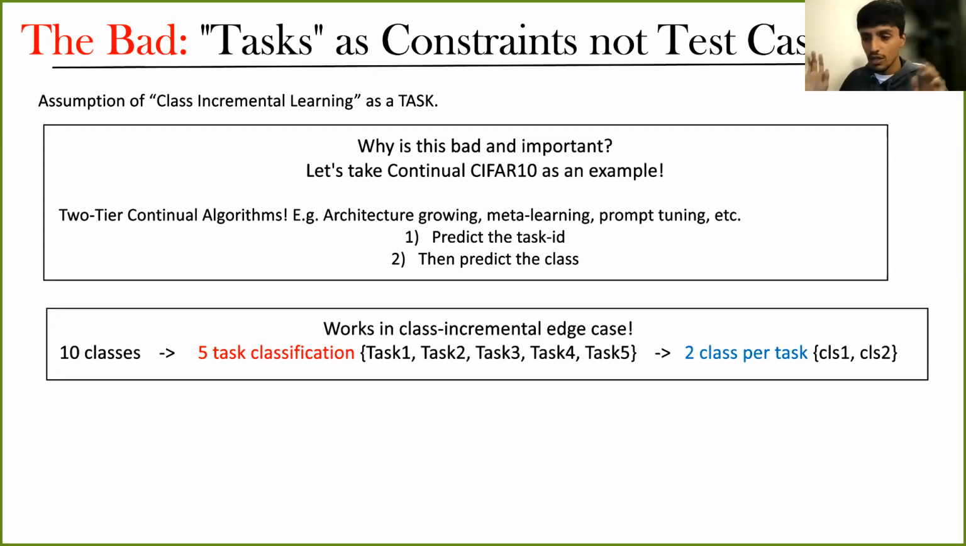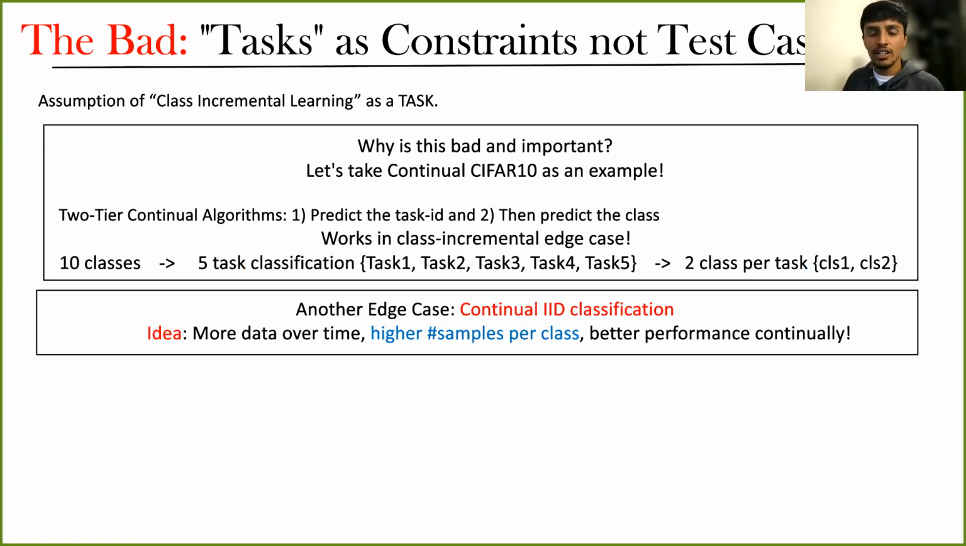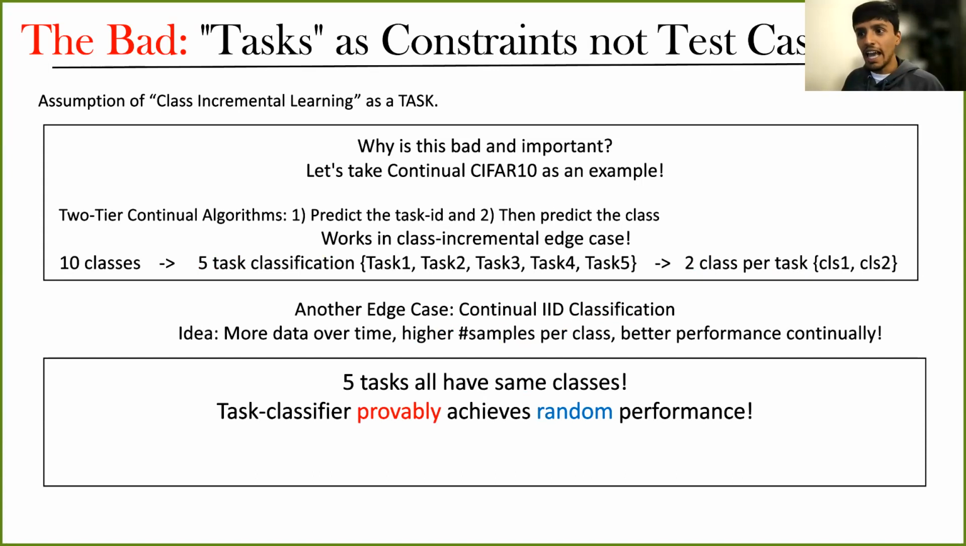That's why it's just bad, not ugly. But what happens if I have continual IID classification? The idea here is that you have more data over time. And with more data, you probably have more samples per class, and you can perform much better if you continually update your network. Here, they have a lot of issues. In any two-tier continual learning algorithm, the task classifier, which predicts which task a sample belongs to, provably achieves random performance because all the tasks are the same data. It's just more data incoming for the same classes. You can't predict which task it's coming from.